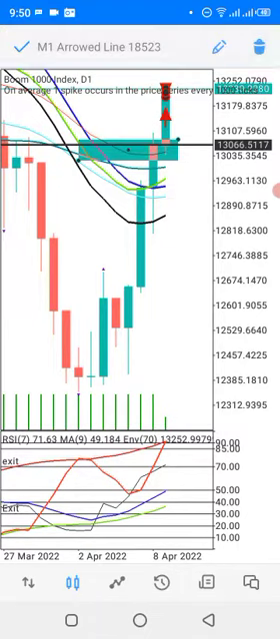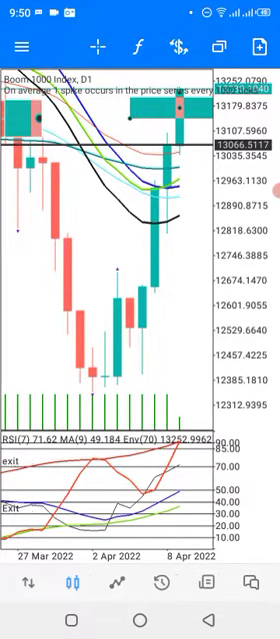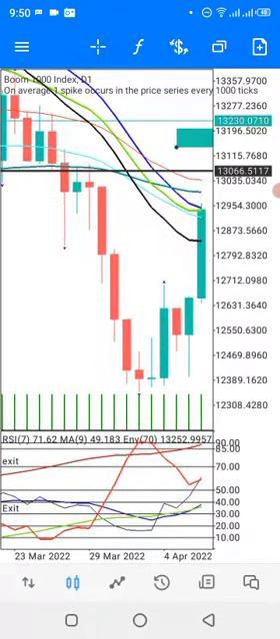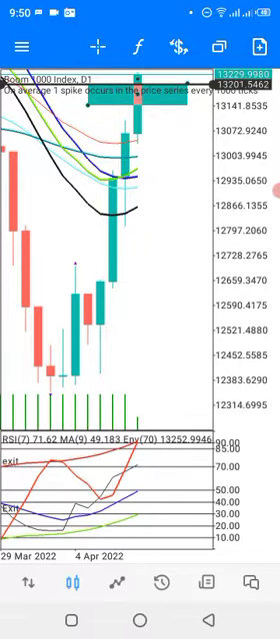As you can see, I'm taking this out. See the big bearish movement. It is still there. This is my resistance level. It is still there. So we have to note this before you jump into trading Boom and Crash.